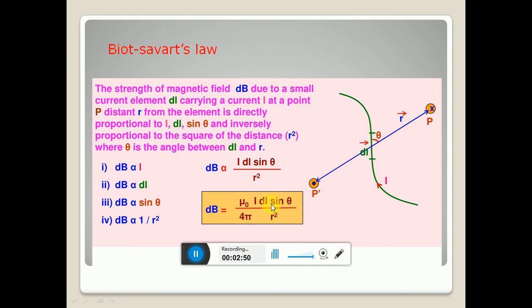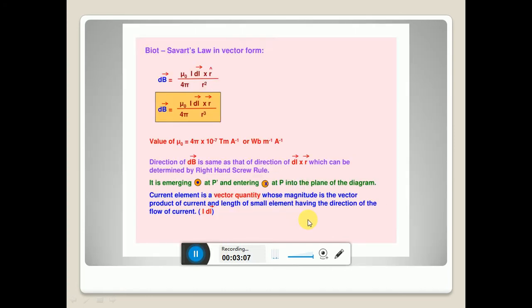We know very well, in 11th class we studied that AB sin theta can be expressed as A bar cross B bar. Similarly here dl and r can be expressed in vector form as dl bar cross r bar by r cube. Here dl is acting along this r. So we can express this in vector form. As it is a vector, it has a direction, a resultant direction.